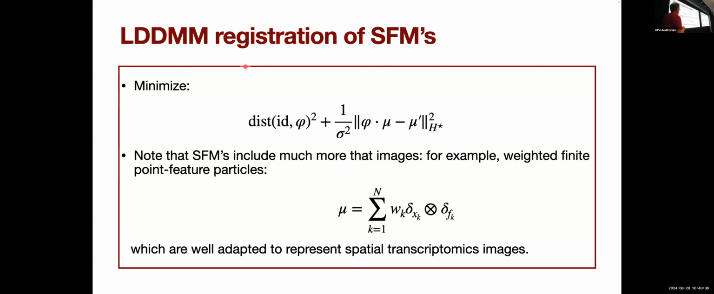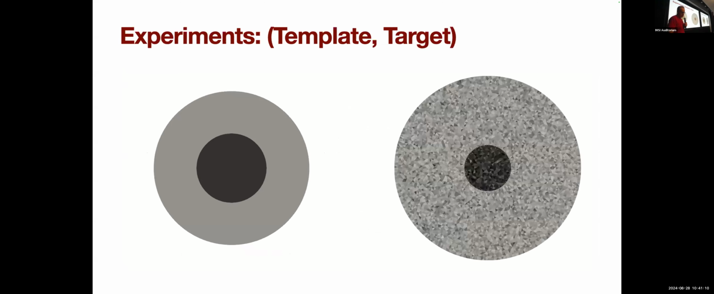you define a variation of the previous problem where you compare measures instead of images using their L2 norms, and then you deal with the implementation. There would be a lot to say about how to implement that, but it's doable. You can use particles, you can use meshes to implement this kind of method. And I'm just going to show you a few results on a few examples mostly.